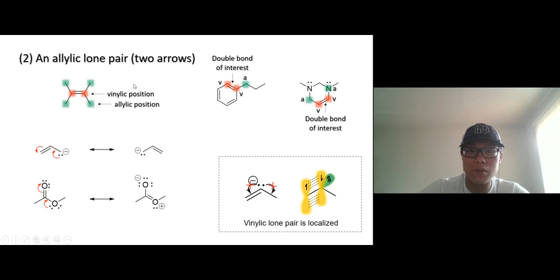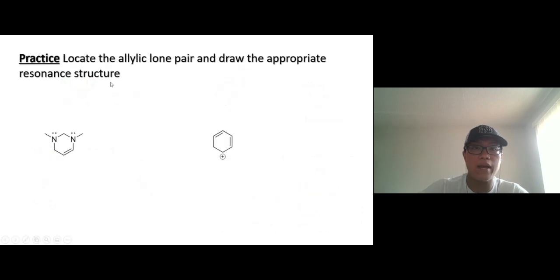Let's try here. Locate the allylic lone pair and draw appropriate resonance structures. The double bond right here, so we have these 2 vinylic positions, and the allylic position right here. This one doesn't have a lone pair. The nitrogen has 1 lone pair, and that's on the allylic position. Allylic lone pair is delocalized. You can draw the resonance arrow like that.